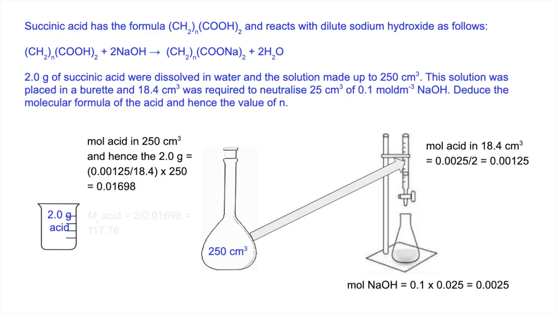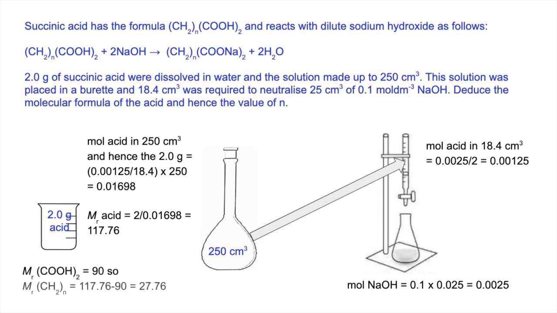So now we know the moles and we know the mass was 2 grams. The Mr of succinic acid is 117.76. Now we know the Mr of the acid, we can subtract the Mr of the two COOH groups, which is 90. That comes out at the CH2 n part having a mass of 27.76. The Mr of CH2 is 14. So if we divide that by 14, we get a value of 2 for n.